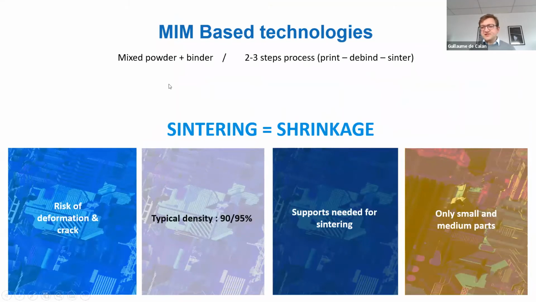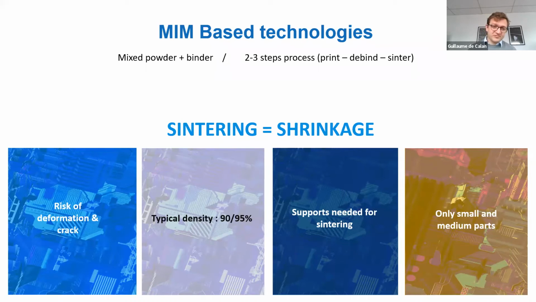A few common features about MIM-based technology in that case. The first thing is, in almost all of the cases, the feedstock is going to be a mix of powder plus binders. Two to three step process: print, debind, and sinter. Sometimes debind and sinter is done in the same machine. Actually, you really have these three steps. You print, you remove the binder, and you sinter.